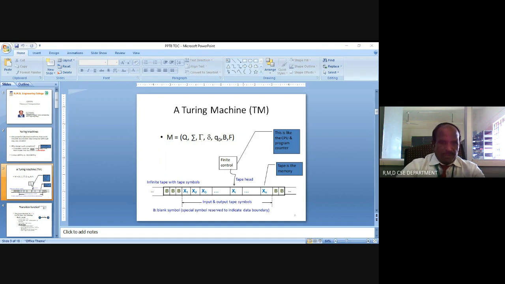This is a tabulation for all the states. There are 4 states. The inputs are 0 and 1, X and Y, and blank. So this is the table of movements. That means Q naught on 0 goes to Q1, and 0 is replaced by X. The direction is right. Similarly, there is the current state, current input symbol, and direction. Similarly, all the table entries are filled in. This is a transition table for 0 power n, 1 power n for the Turing machine.